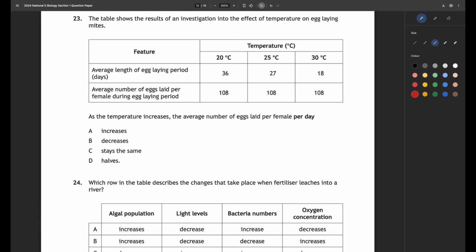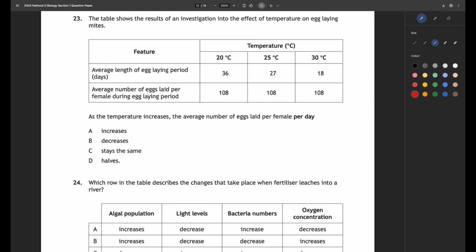As the temperature increases, the average number of eggs laid per female per day, and please note when they put something in bold in a question, you must take note of this, okay? This is per day. Now, what you'll notice as well is that in the table here, we've got the temperatures and we've got the average length of egg laying period in days. So that means you're going to have to do something with this information because, again, it's in bold in that question. We've also got the average number of eggs laid per female during the egg laying period in total.